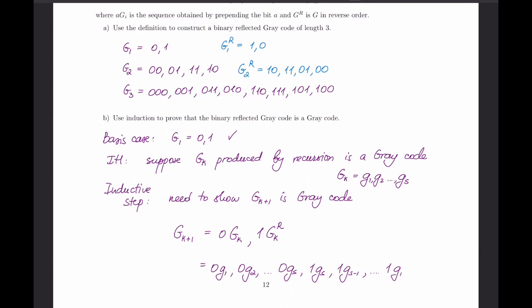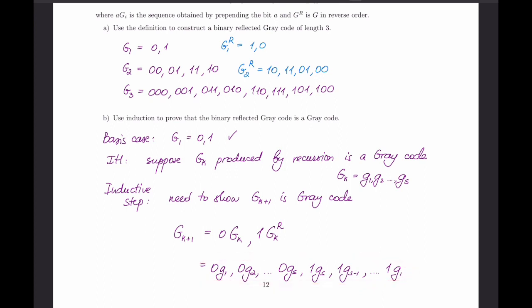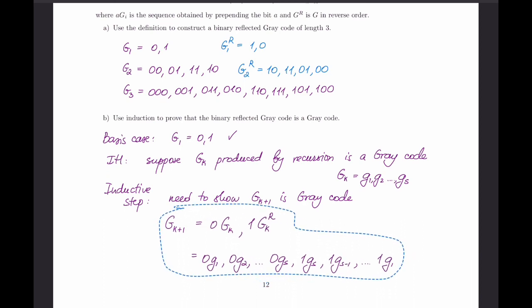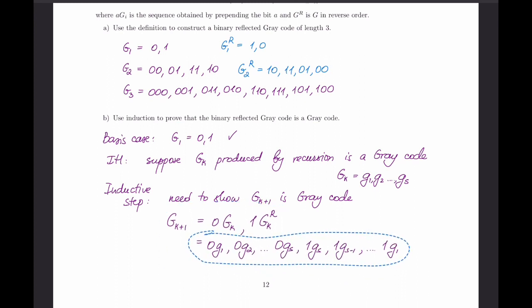So now my task is to prove that this is a gray code, which means that I need to justify the fact that in every single step what I have here is the difference in 1 bit and 1 bit only. Well, let's see what I have here. Remembering that this is induction, we're going to leverage our inductive hypothesis.